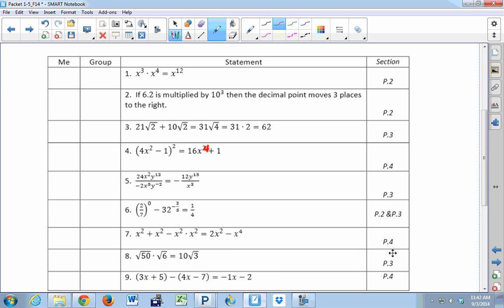The first one, no. Some people multiplied the exponents there. But I think after talking about this, we agreed that when you multiply, you add your exponents, so that should be x to the 7th. I don't think anybody missed number 2. Do I have to go over that? You multiply by 1,000, you move it 3 places. So I agree with that one.